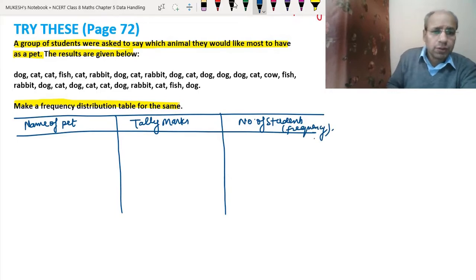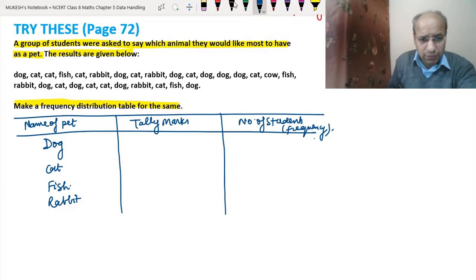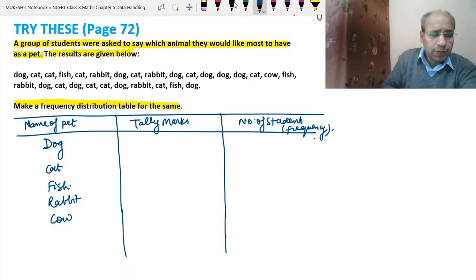Okay, now the pets that we have: dog, cat, fish, rabbit. Any other thing? We can check if we have any other thing. Otherwise we have the cow also here. If anything more comes, we can take it later on. Okay, now let's draw it.